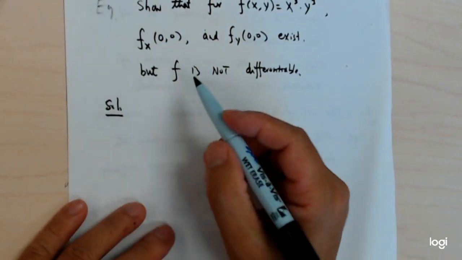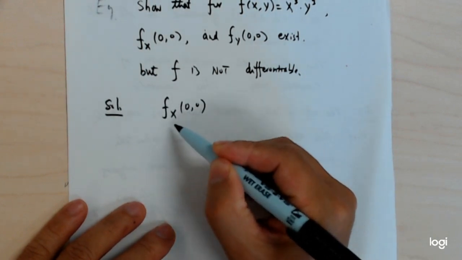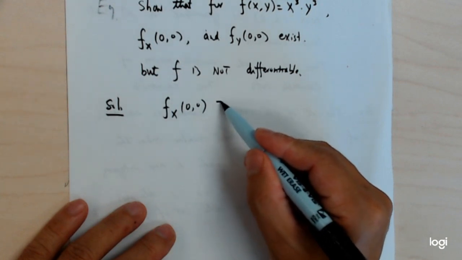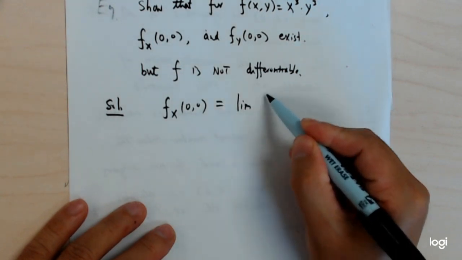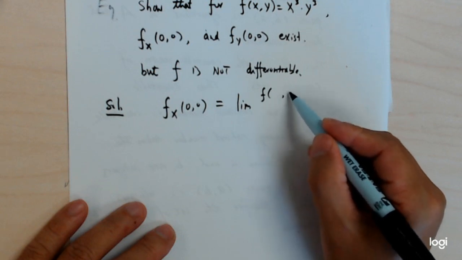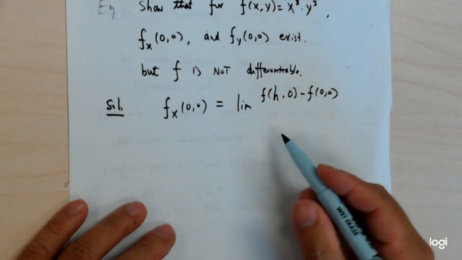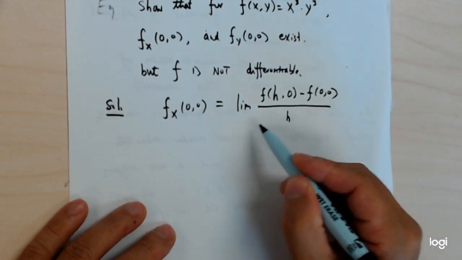Partial derivatives, once again, are easy to calculate. So we just do fx here first, at 0, 0, right? So we're keeping the y value always at 0, and change x to h, and let h go to 0.